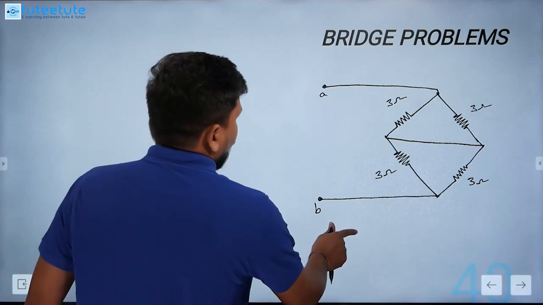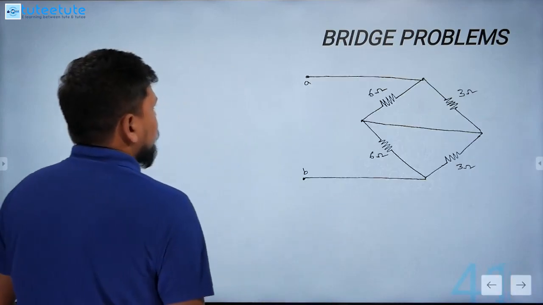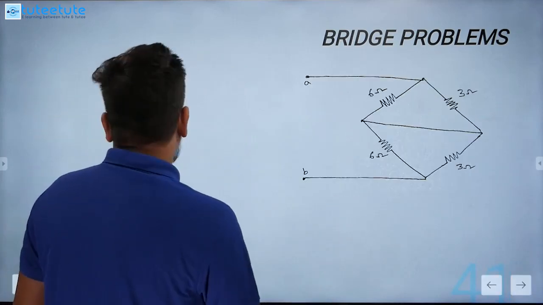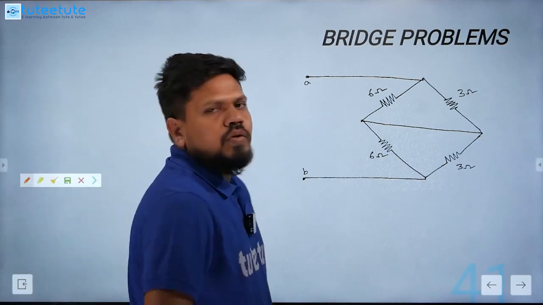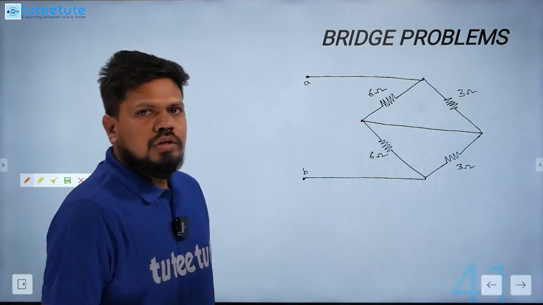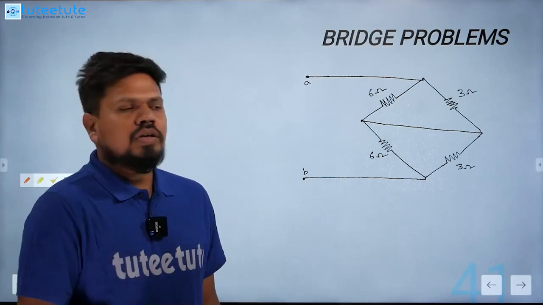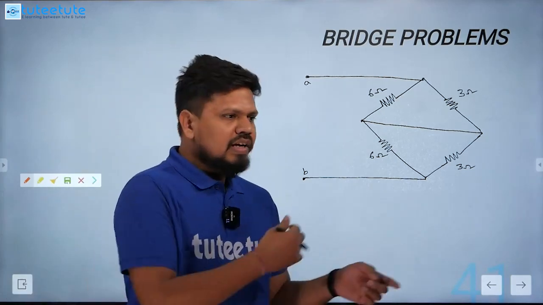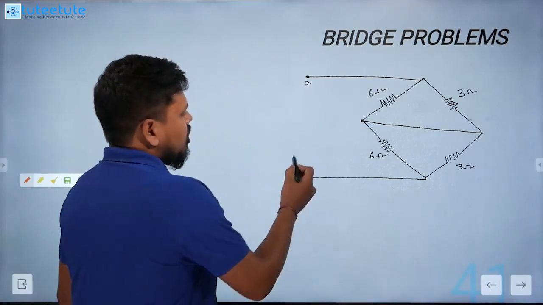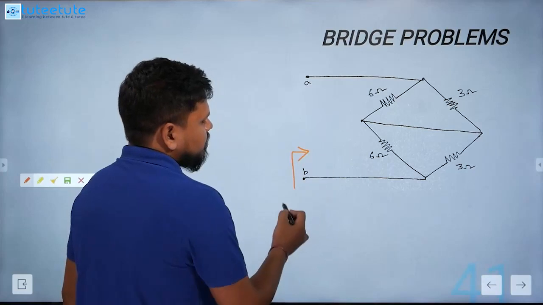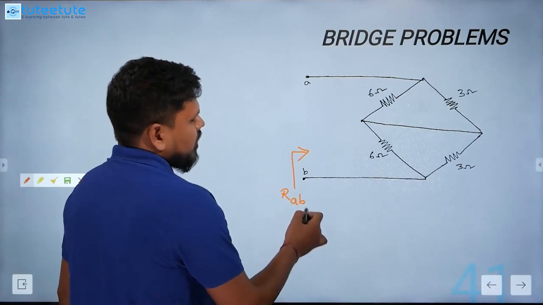So now the next problem. The next problem is this. I have taken similar types of problems where you will understand the concepts much better. You will get the concept clearly, with a small change in the problem, you will get one-by-one difficulty. That's why, okay? So for this problem, I have to calculate RAB.